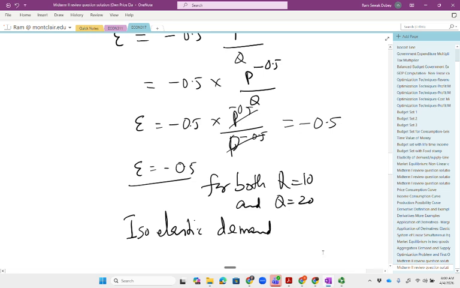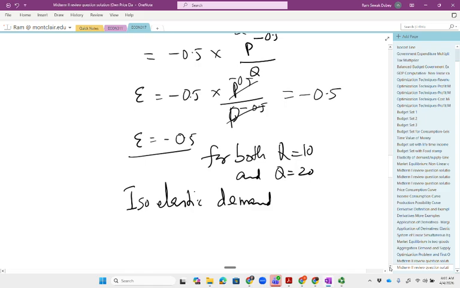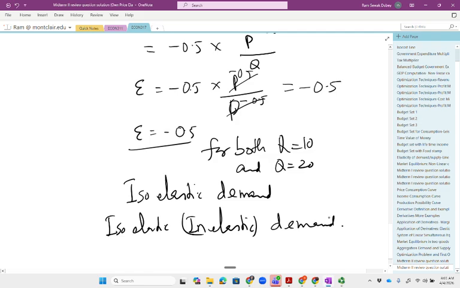And we also notice that the elasticity is greater than negative 1. So this one is inelastic demand. So I can call this isoelastic and inelastic demand. And this is a good point to stop.